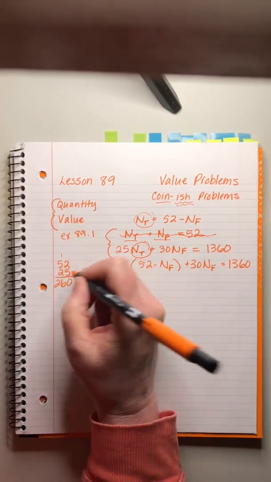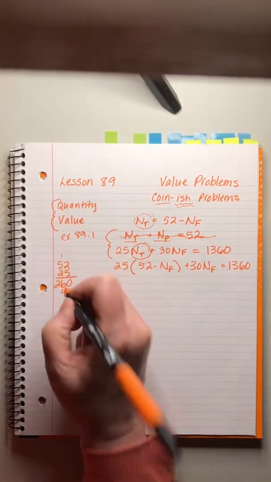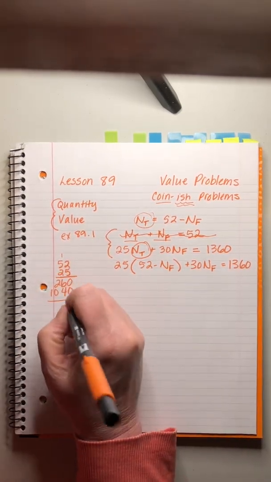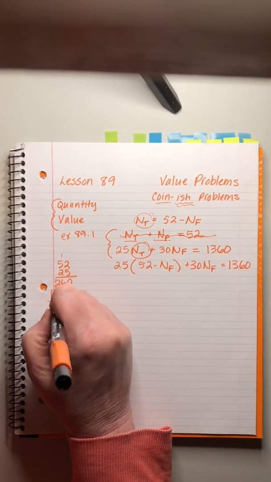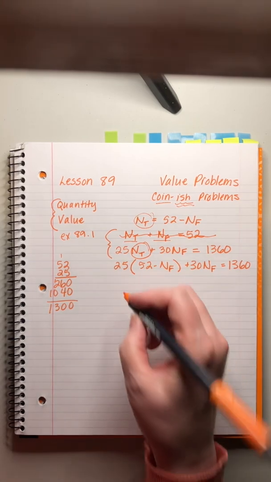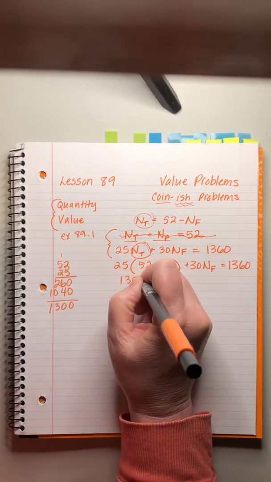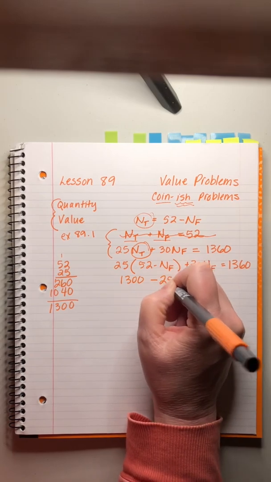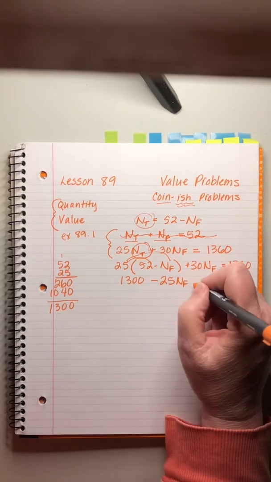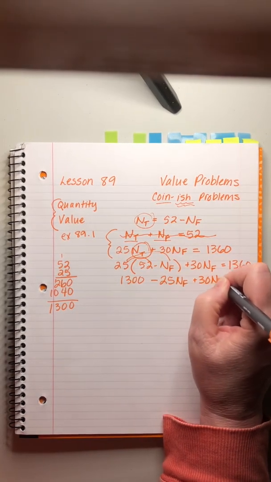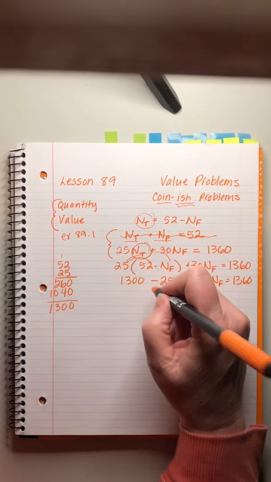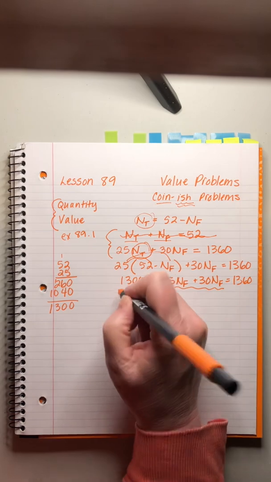25, 52. 2 times 2 is 4. There's the 0. 5 times 2 is 10. 0, 0. 1,300. Okay, I kind of like that, because it's going to be super easy to subtract. Minus 25 NF, right? Don't forget to distribute to both. That's a perpetual problem. It's a trap is what it is. Let's be honest. 1360.